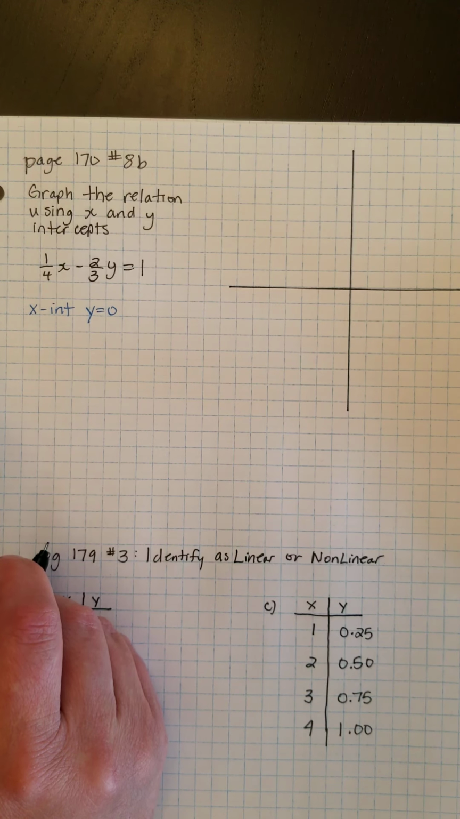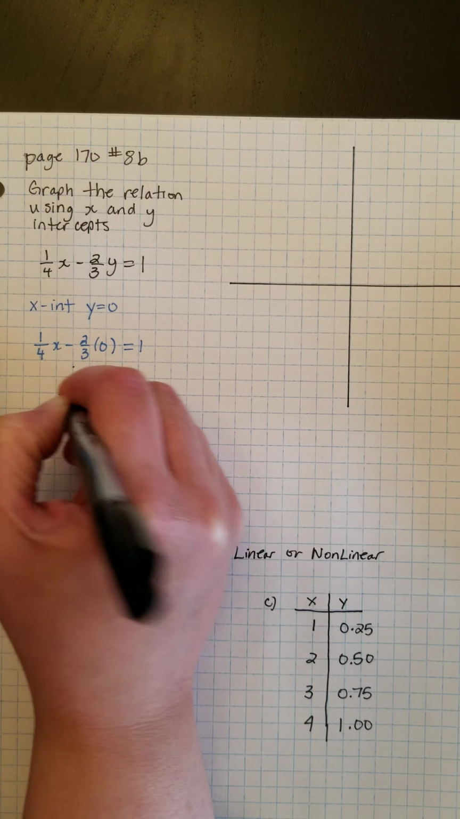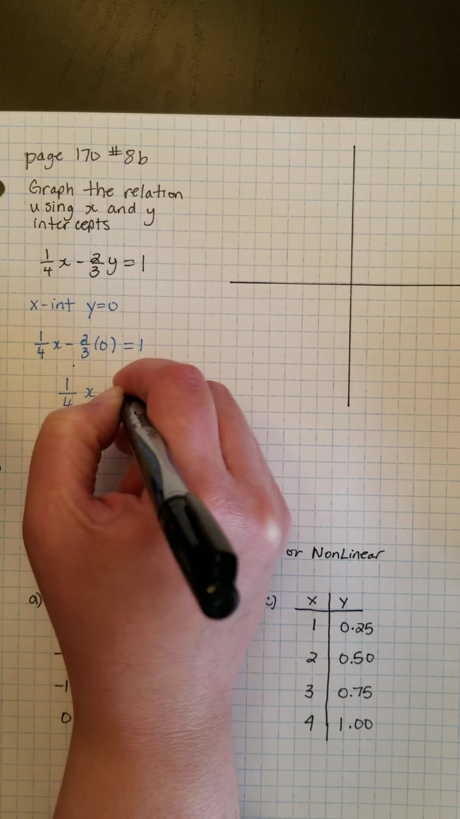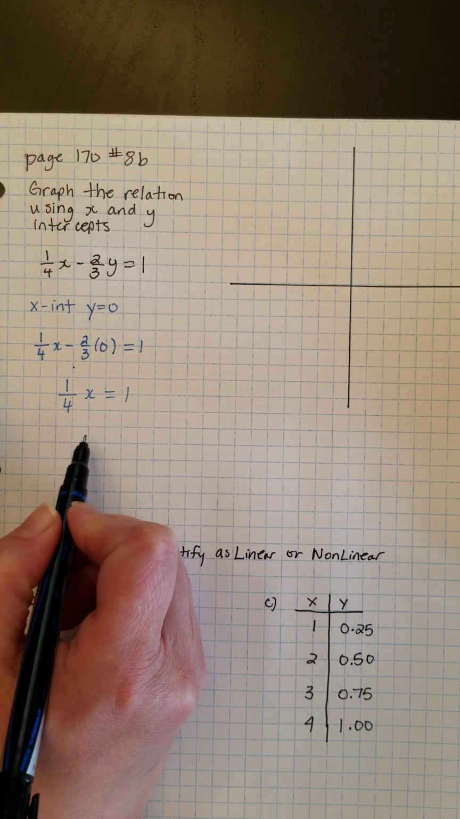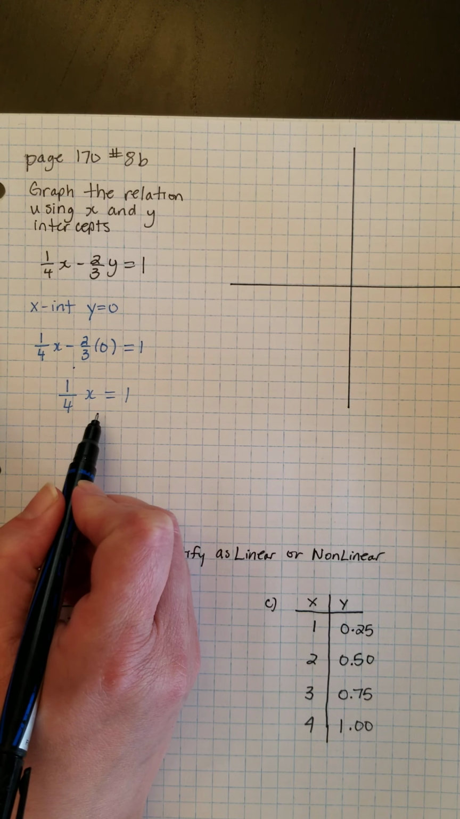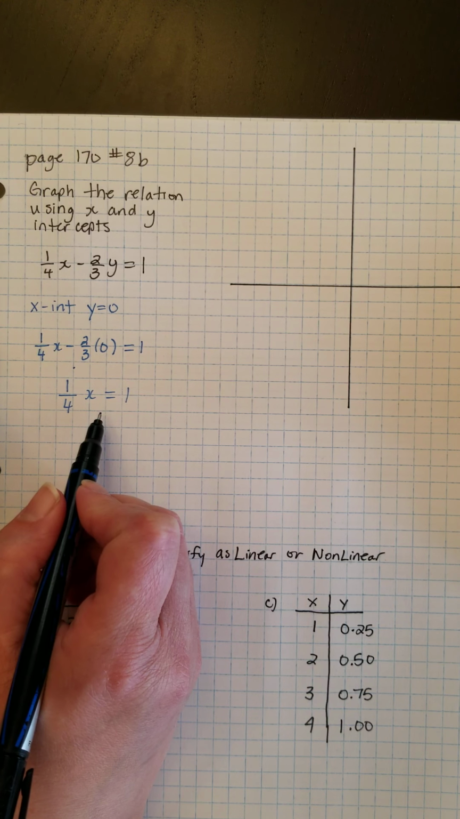The good thing about substituting in a 0 is that multiplying by 0 really gets rid of that term. So negative 2/3 times 0 is just gone because that's 0. And now I have 1/4 times x equals 1 because this whole term is 0. Now I'm just solving a nice little equation to solve for x. I have 1/4 times x equals 1.